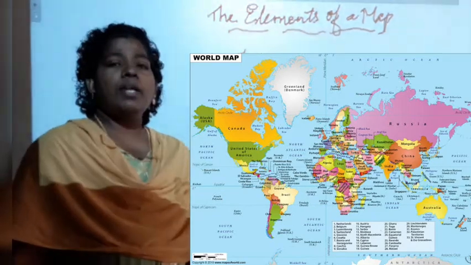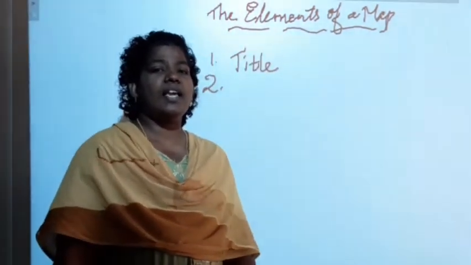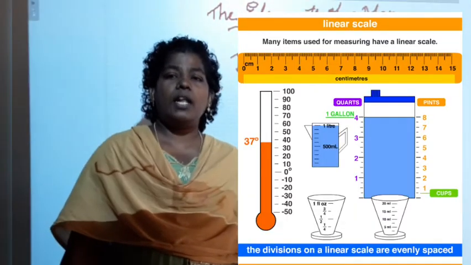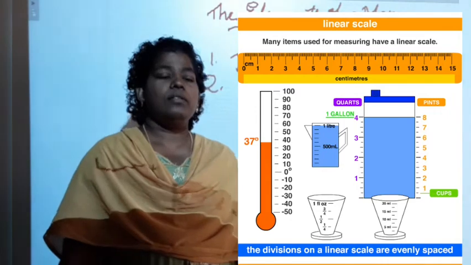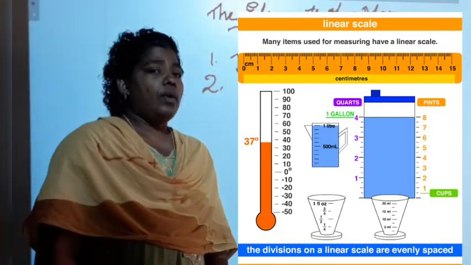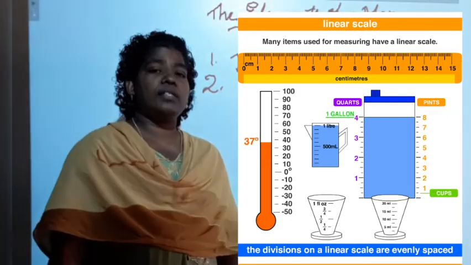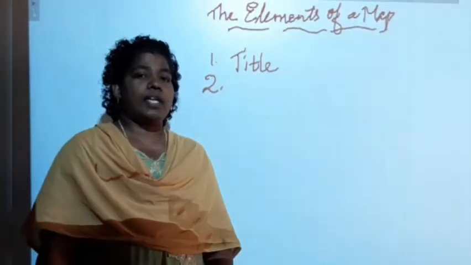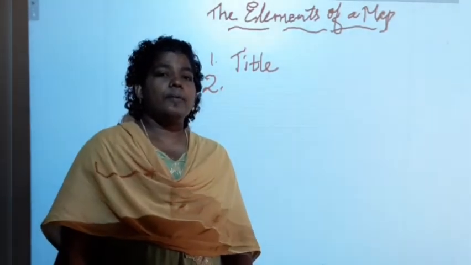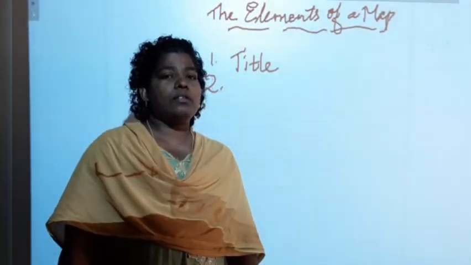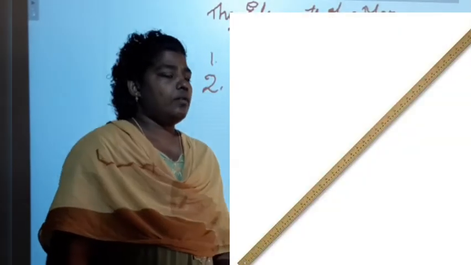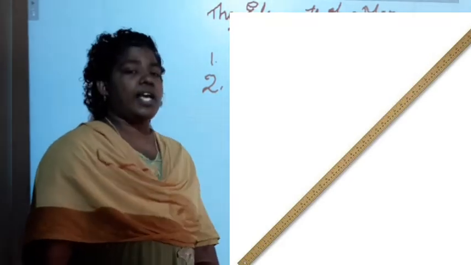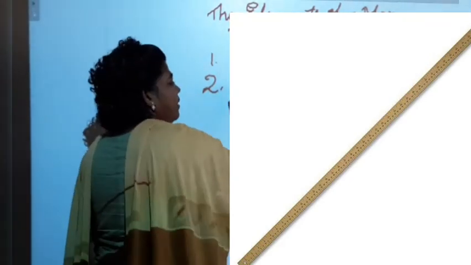The second element of a map is the scale. What is the second element of a map? The second element of a map is the scale. Now, we have learned in the previous class what is scale. In the previous class we have learned there are 2 types of scale: small scale map and large scale map. So now we have to understand what is scale.